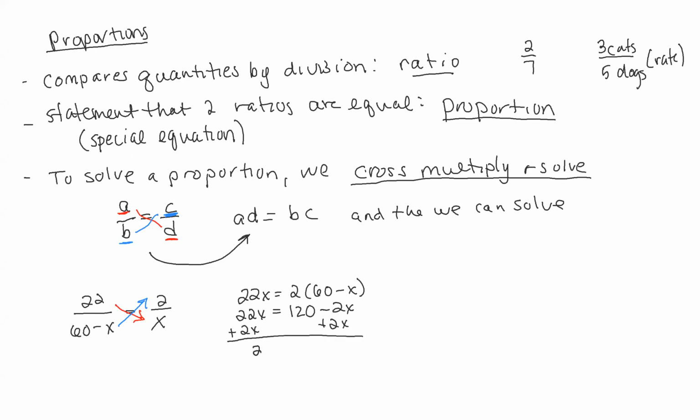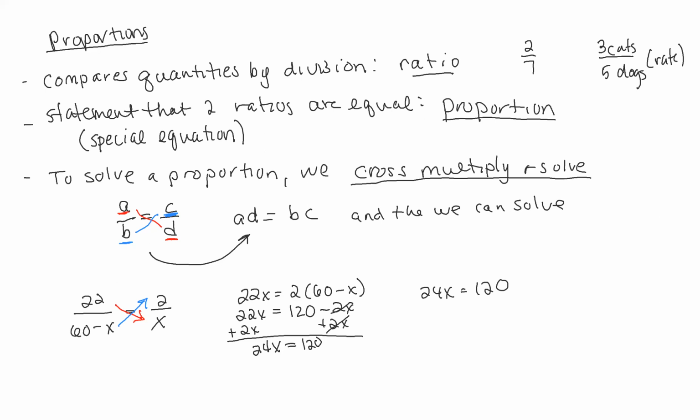So that gives me 24x equals 120. Negative 2x plus 2x is 0. 120 plus 0 is just 120. I'm going to move this over a little bit so I still have room on my screen. So I have 24x equals 120. Now I need to isolate the variable and solve.